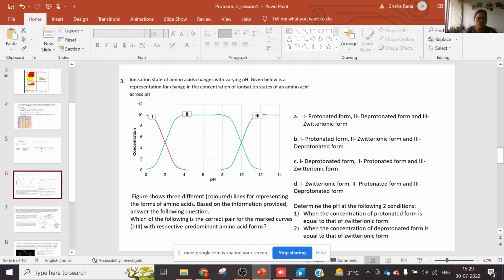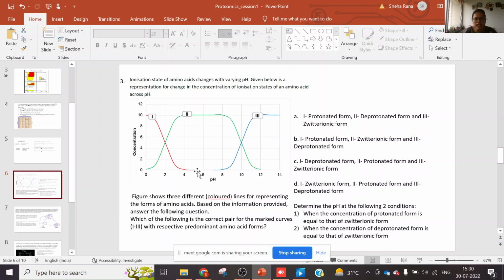So this is a graph of pH versus concentration. The figure shows three different colored lines representing the forms of the amino acid. Based on the information provided, answer the following question. You can see here this is a red line, where the concentration is decreasing with the pH. Here it is increasing, then it is stabilizing and again decreasing.